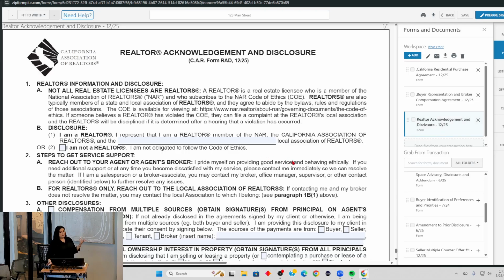looks like this. Your RAD form, I am implementing them on all transactions. Who you're representing is the one who signs it. If you're representing the seller, only the seller signs it. We don't need the other side, because this is a representation and a disclosure from you and your principal, who you're representing. Why? Item number one lets them know that you are a realtor because you're part of the California Association of Realtors.